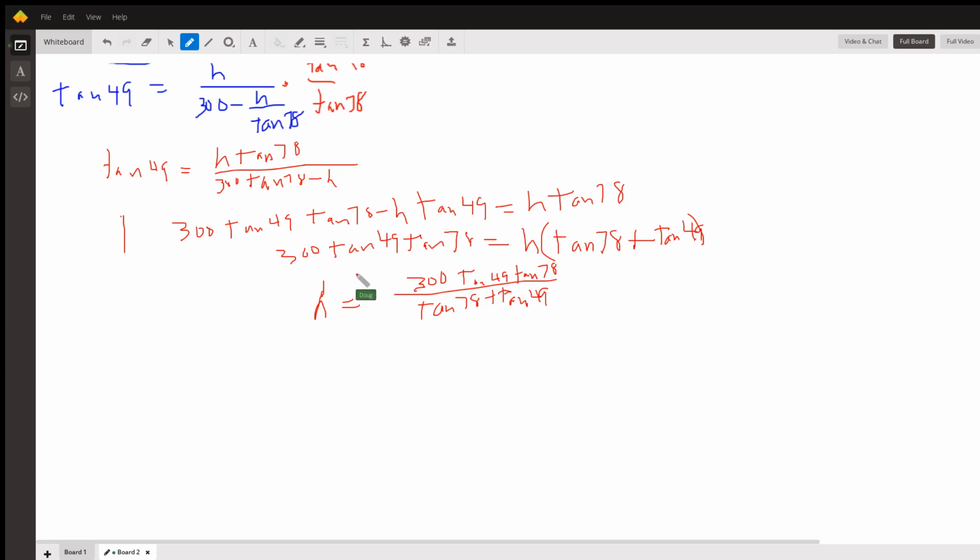Okay, and you can do that on your calculator or go to the Desmos online graphing calculator. Type that in, make sure you're in degree mode, and you'll get the value for h, the height of the tower.